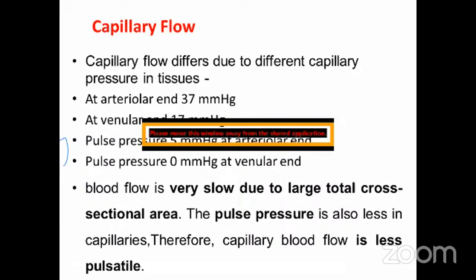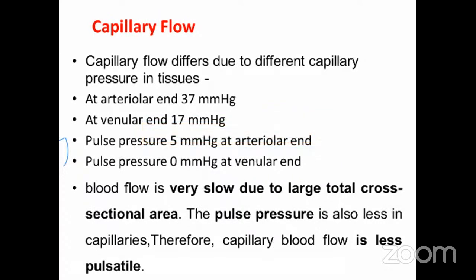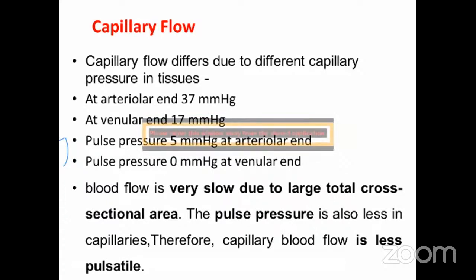So it is very little. Blood flow is very slow due to the large cross-sectional area, and the pulse pressure is less in the capillaries. So capillary blood flow is less pulsatile because of the large cross-sectional area.